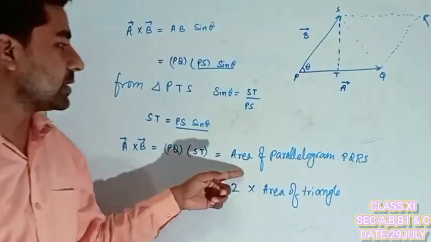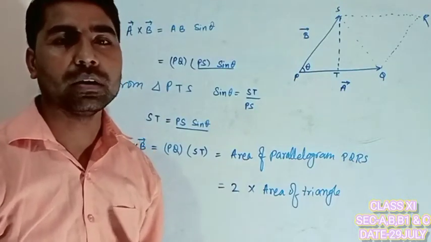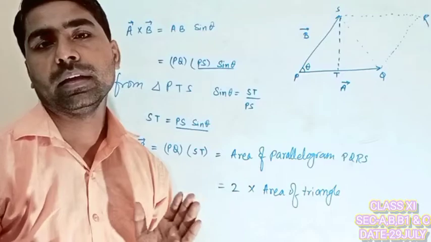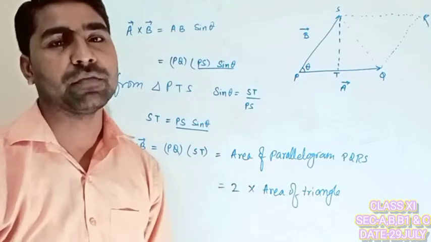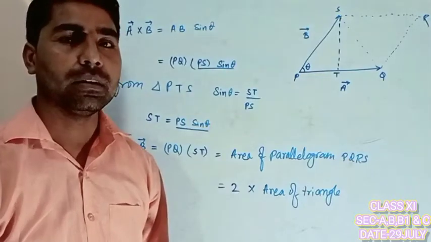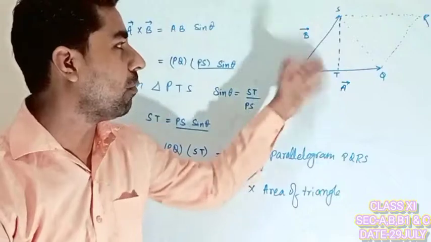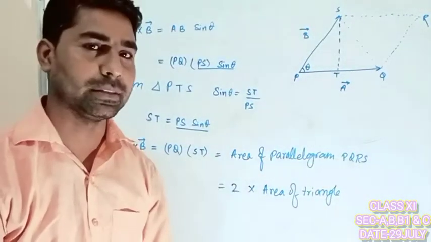In this matter, you can say that the cross product of the two vectors is the area of the parallelogram formed by the two adjacent sides of the vectors. And in this case, you can say that the multiplication of two vectors is equal to twice the area of a triangle formed by these two adjacent sides of the vectors.